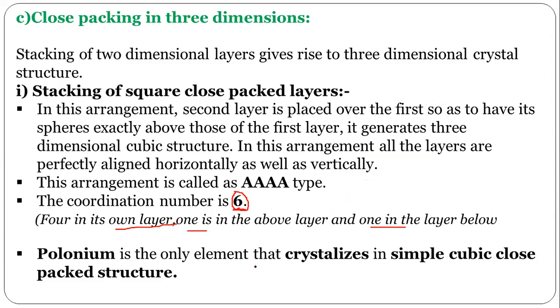Polonium is the only element that crystallizes in simple cubic close pack structure. Remember, this can be asked in an MCQ. Which is the element that crystallizes in simple cubic close pack structure? So polonium is the only element. The maximum possibility is there to ask an MCQ on it. So remember this polonium.